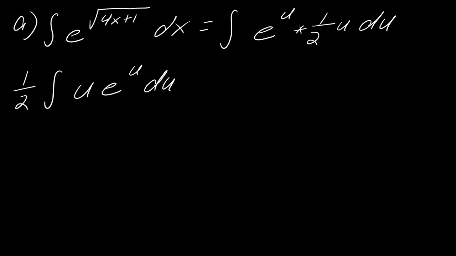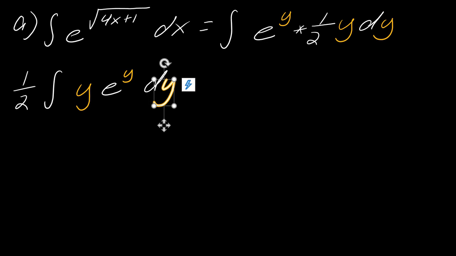Okay, now that I'm at this point, I'm like, maybe I should have chosen a different letter than u. Can I just change all the u's to y's? Let me do that. Okay, so I didn't think through my choice of u. I've switched everything to y so that I can now do my integration by parts.